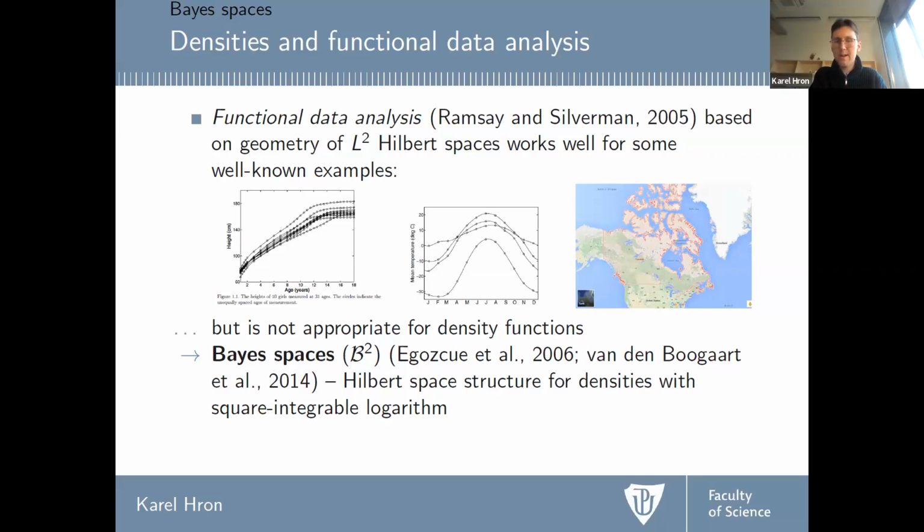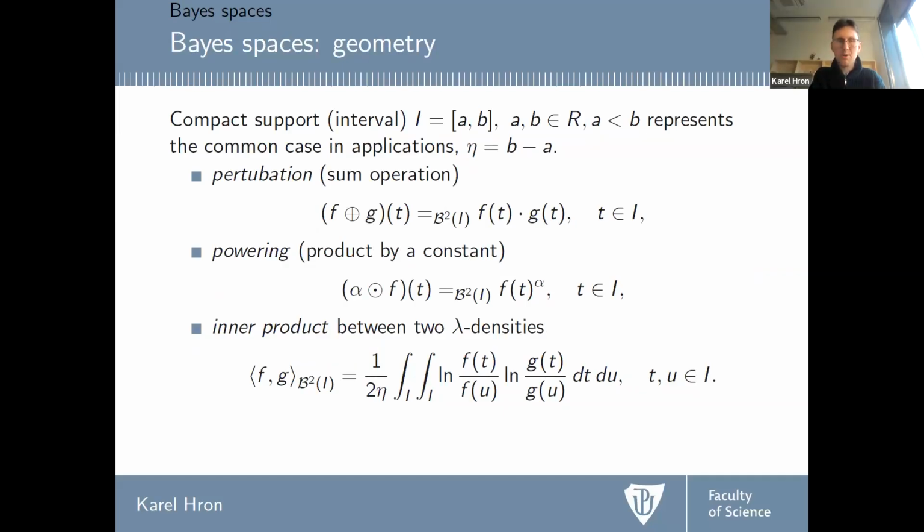If we consider a square integrable logarithm, we can also introduce the inner product and indeed complete this Hilbert structure, and also provide an isometric isomorphism with the L2 space. So just briefly, I don't want to go into much detail with formulas, but I would like to set the common setting, which is the compact support, usually an interval, with the Lebesgue reference measure. We could even consider other reference measures, but Lebesgue is the usual one. We consider operations of perturbation and powering.